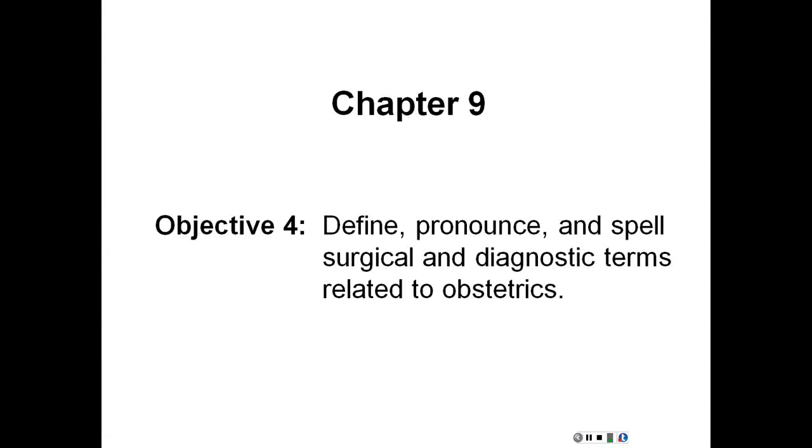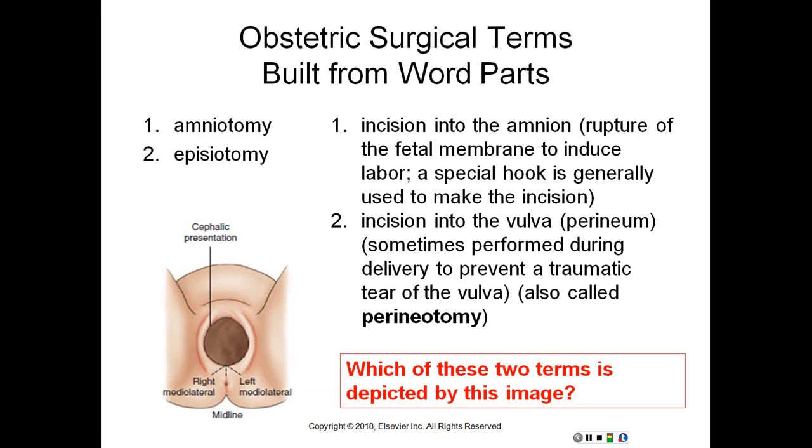Continuing with Objective 4, now we're going to define, pronounce, and spell surgical and diagnostic terms related to obstetrics. And there's only a couple of them. So these are the ones built from word parts. First we have amniotomy, incision into the amnion, rupture of the fetal membrane to induce labor. A special hook is generally used to make the incision. And then we have an episiotomy, incision into the vulva or perineum, sometimes performed during delivery to prevent a traumatic tear of the vulva.